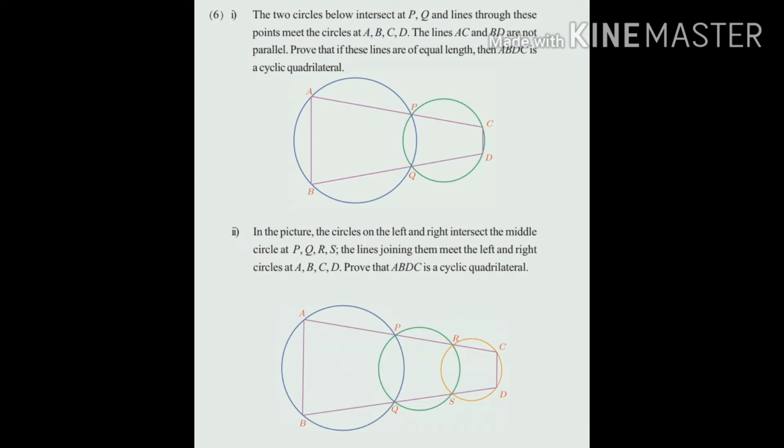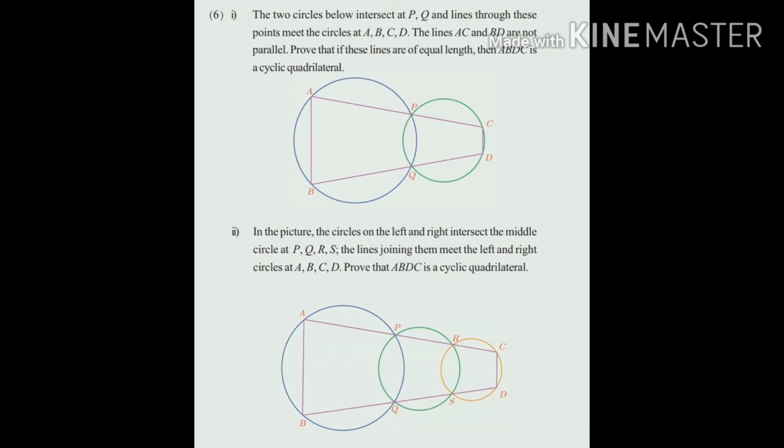First sub-question is, the two circles below intersect at P, Q and lines through these points meet the circles at A, B, C, D. The lines AC and BD are not parallel. Prove that if these lines are of equal length, then ABDC is a cyclic quadrilateral. That means that large quadrilateral.